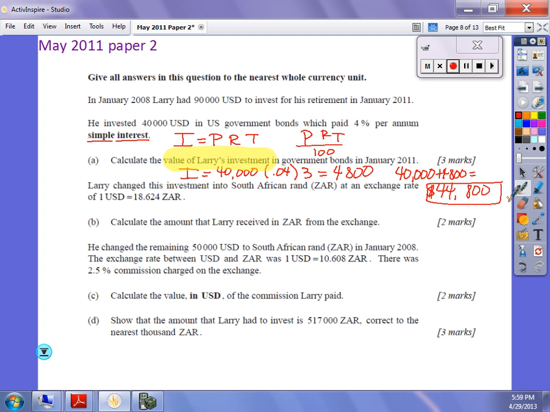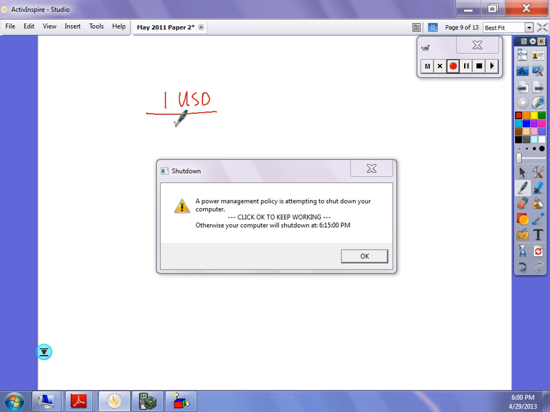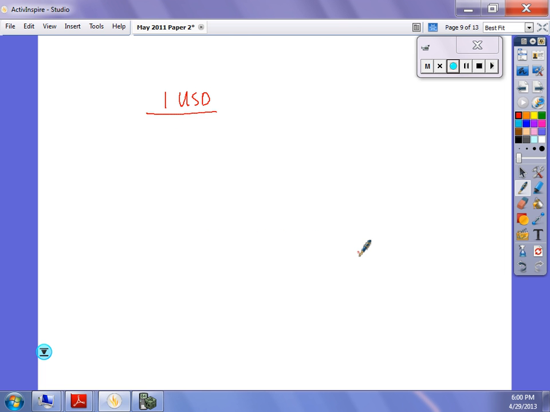Larry changes this investment into South African Rand, ZAR, and the exchange rate is given. Calculate the amount that Larry received from the exchange. So I like to set these problems up as a proportion. We know that 1 US dollar is equal to 18.624 South African Rand, and we want to know how many South African Rand we'll get from $44,800.